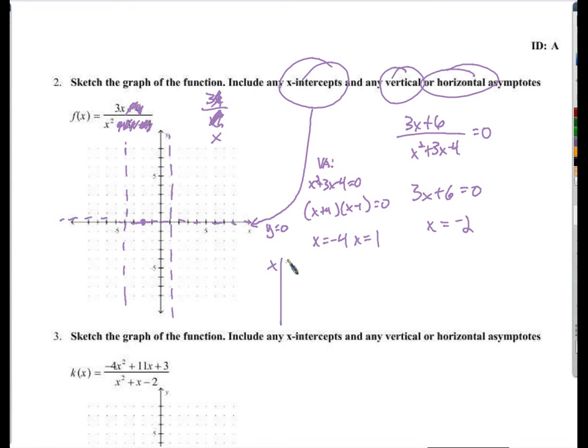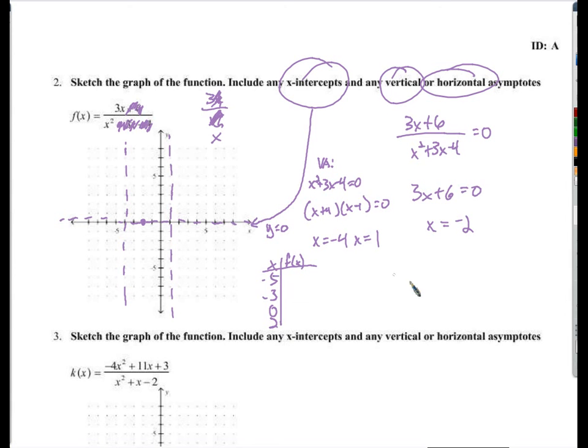We should choose some points that are between x-intercepts and vertical asymptotes to the right and to the left. So here, here, here, and here. So let's do -5, -3, 0, I like that 0 happened to fall in here, and 2.